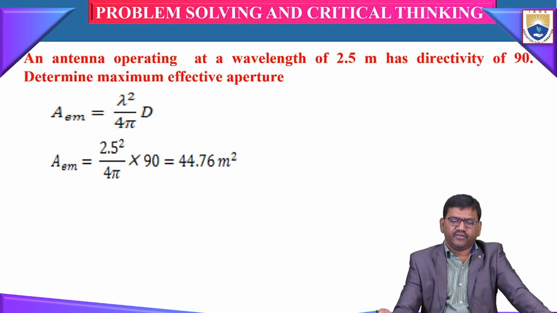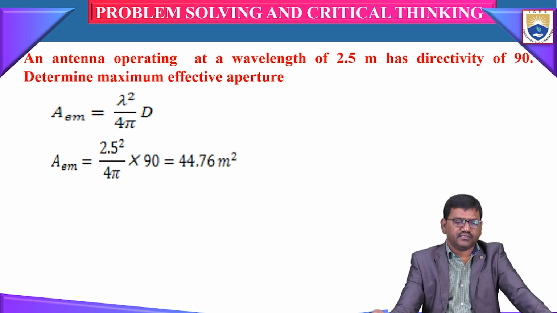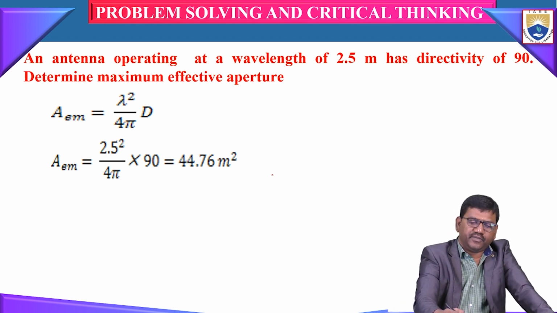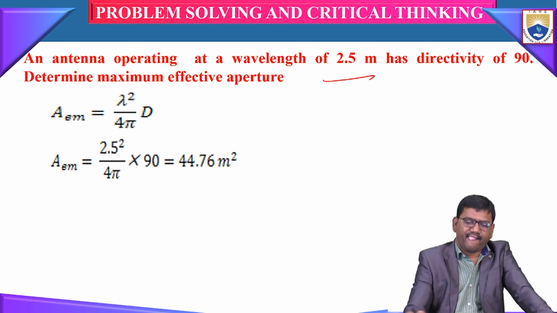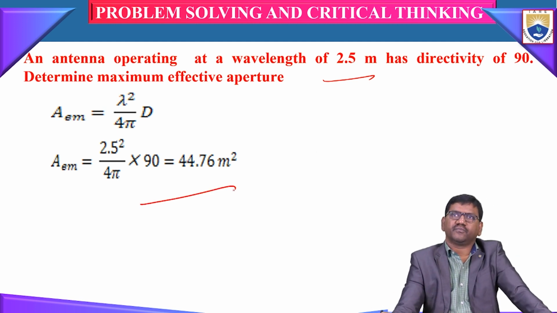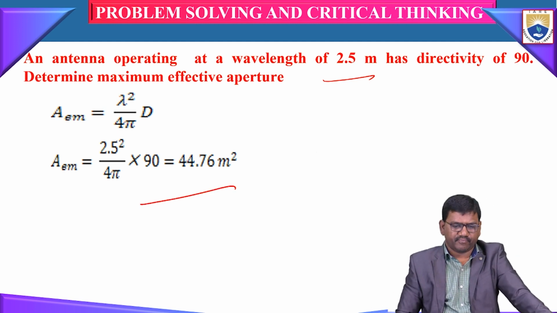An antenna operating at a wavelength of 2.5 meters has a directivity of 90. Determine the maximum effective aperture. We know that Aem is equal to lambda square by 4 pi times D. The wavelength is given as 2.5 meters directly. Substitute the value of D here, 90. If we substitute here, we will simplify to 44.76 meters here.